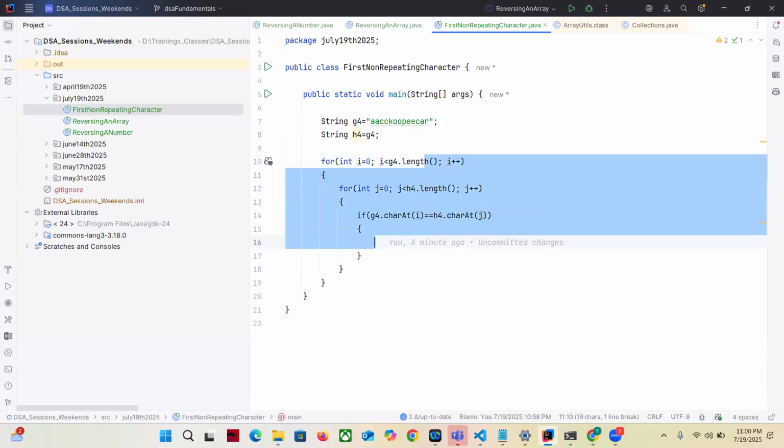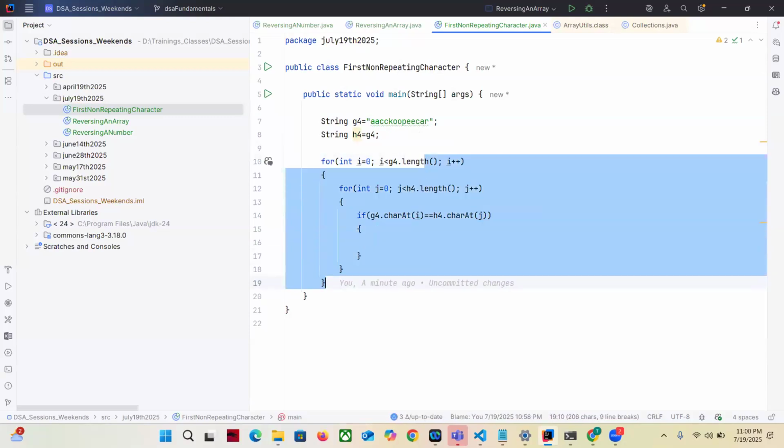So we have to compare the first character with all the other characters, right? So we'll do a second loop. We'll check J0 with all the other characters, right? Let me do one thing.